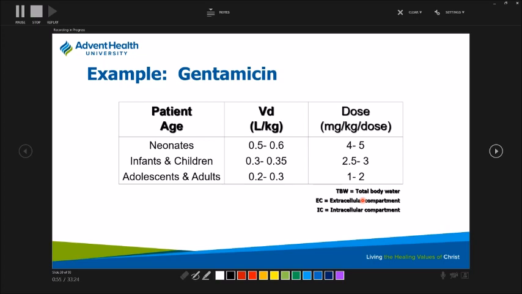If I gave a neonate 1 to 2 milligrams per kilo of gentamicin, what would happen? Levels are too low, right? If they have meningitis that they're treating, and then all of a sudden you're not giving them enough drug, they could die, right? So these are all things you want to consider.